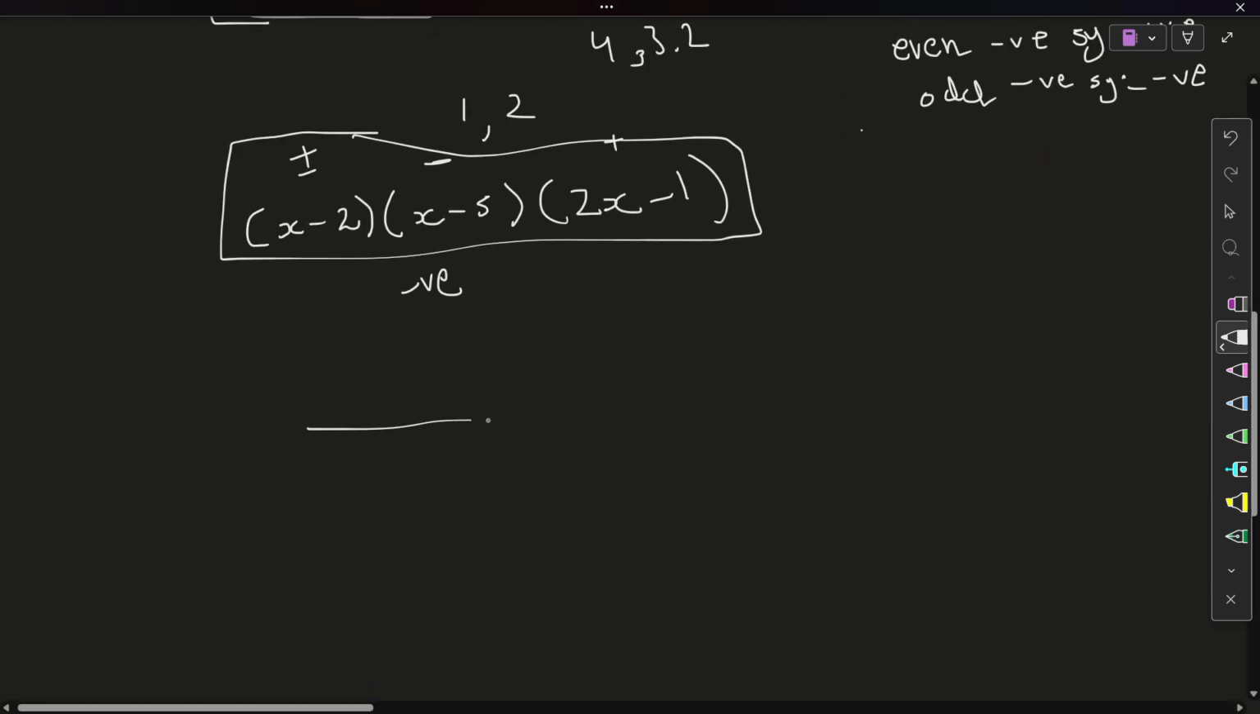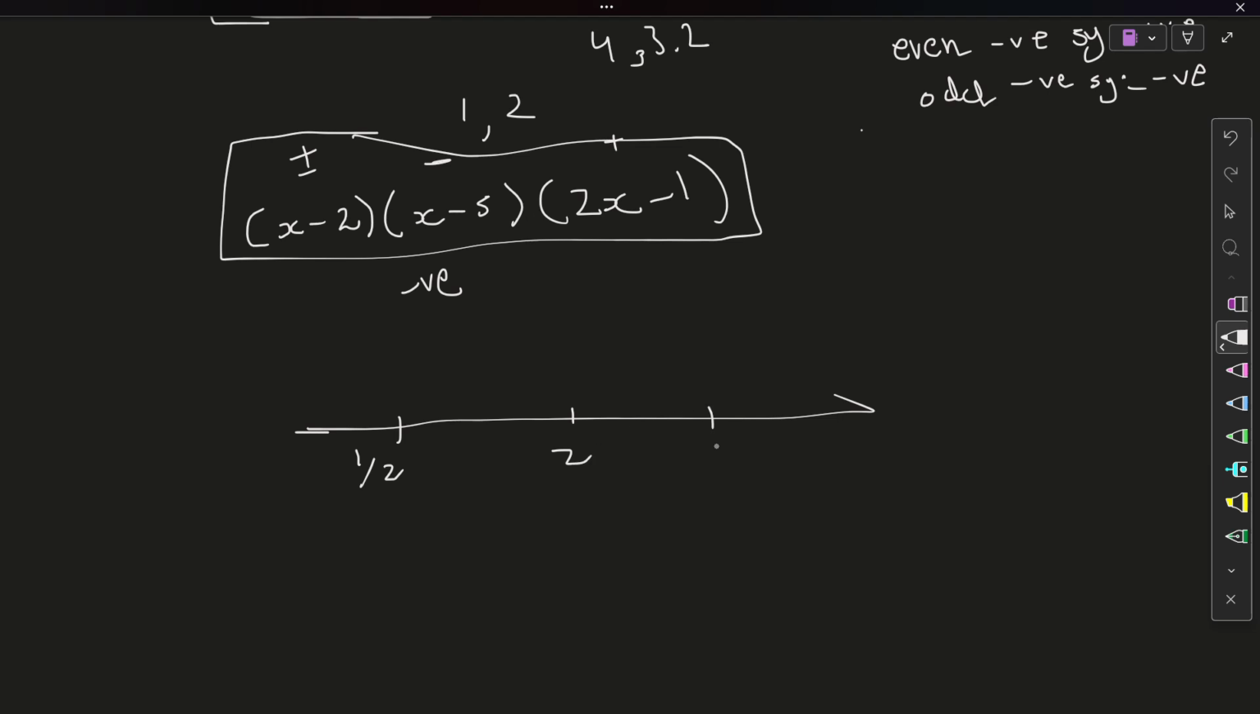So if we plot this on the number line, sorry, there was 1 by 2, then 2, and then 5. So if we are somewhere here, we are on a number greater than 5. If we put a number greater than 5 here, this is going to be positive, this is going to be positive, and this is also going to be positive. So the whole expression is going to be positive. So we write plus here, right?